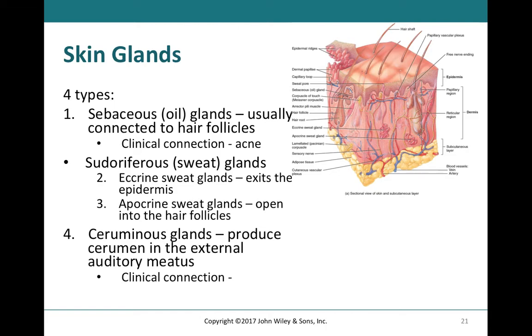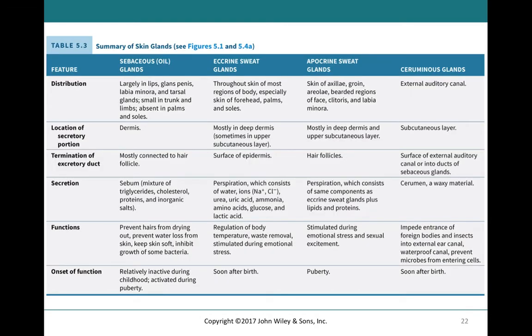If you have impacted cerumen, that means you have an abnormal amount of cerumen in the external auditory meatus or in the canal, and unfortunately, because wax is a sticky substance, it can become hard in there, become impacted or stuck, and then it will prevent the sound waves from actually reaching your eardrum, and you won't be able to hear. So here's this nice table that summarizes the glands.